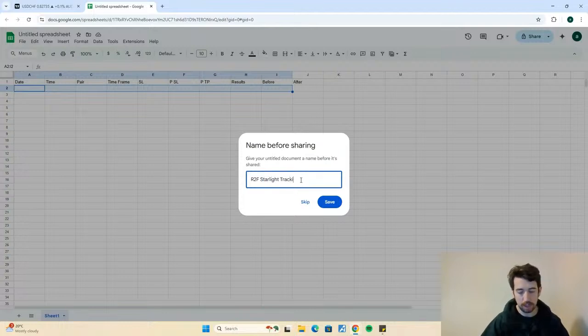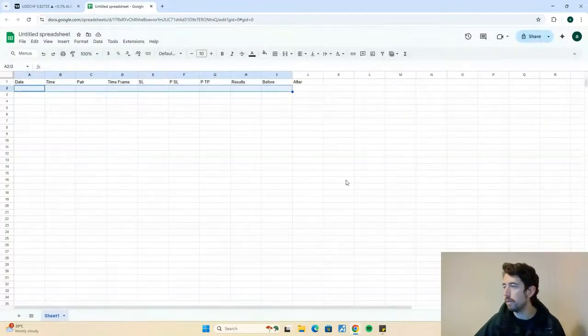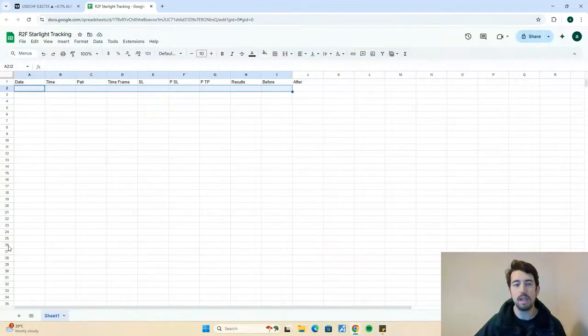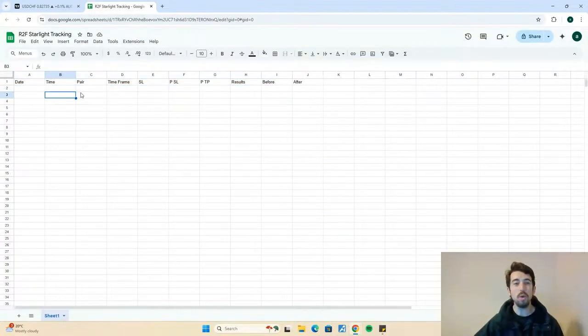Starlight tracking. There we go. I'm going to save it. I'm going to restrict it for now, and I'm going to put it in the chat. So there we go. It's in the live chat now. So from here, this is all you really need.